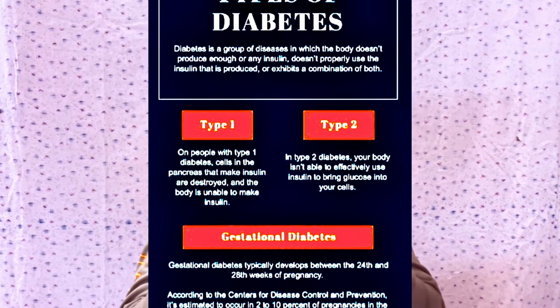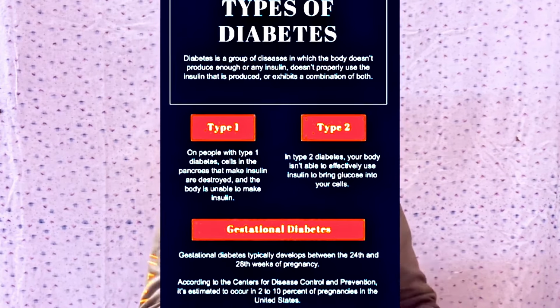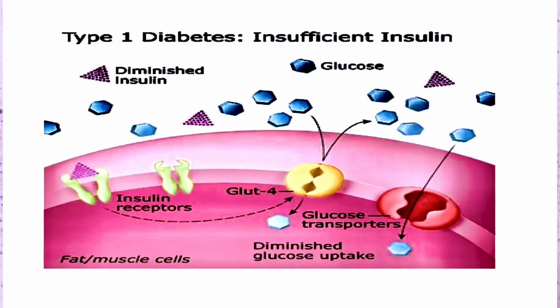We can differentiate diabetes into two types, type 1 and type 2. Type 1 is known as insulin dependent diabetes, and type 2 is known as insulin non-dependent diabetes. In the following sections, I am going to explain these two types more clearly.